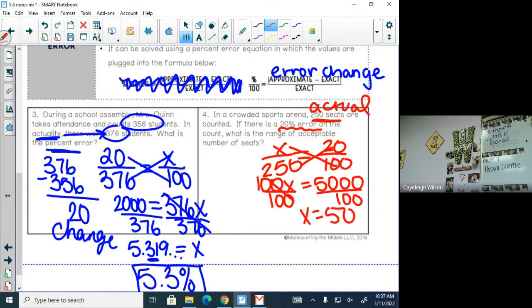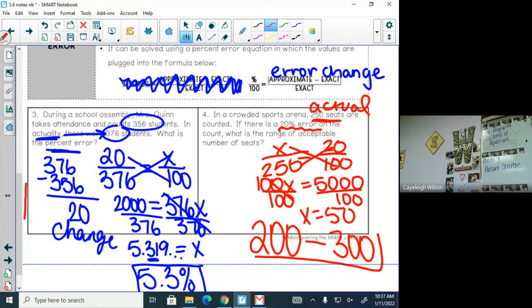The answer says that if there's exactly 250 seats, there is a range of 50 because there's a 20% error. So that means 250 minus 50 is 200, and 250 plus 50 is 300. So if somebody says there are between 200 and 300 seats in the arena, they're within that 20% error.